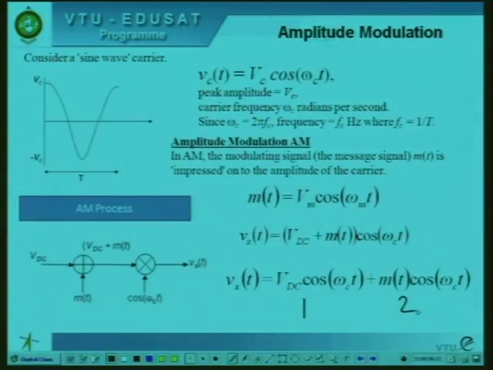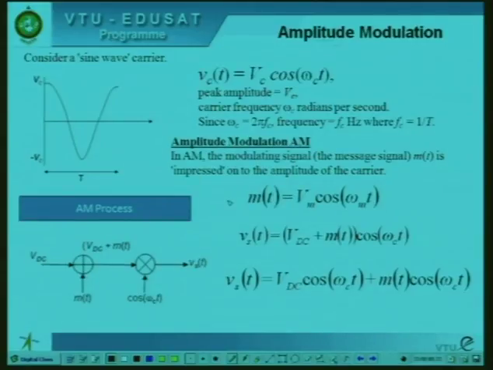The block diagram is, VDC is the DC signal. We add the DC signal with m of t, and you get VDC plus m of t. The DC shifted modulating signal is now multiplied by the carrier to get Vs of t, that is the modulated carrier. This is the block diagram that we come across, and this is the mathematical equation to illustrate what is amplitude modulation. Okay, good.